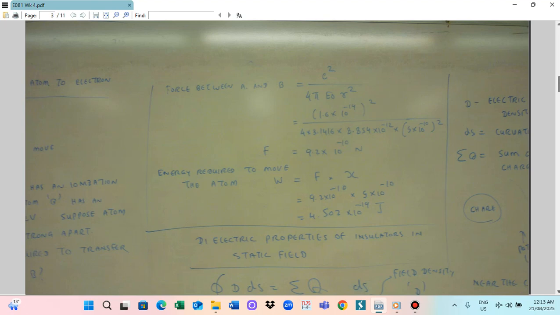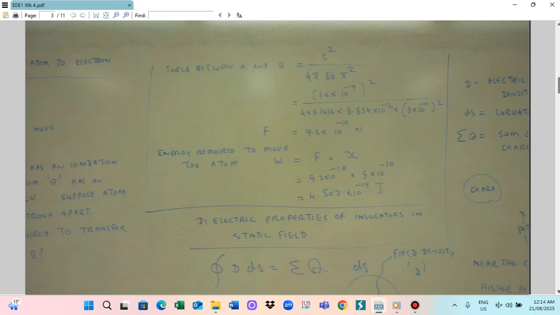So the energy W is equal to F multiplied by H. F is 9.2 multiplied by 10 to the power minus 10, and H is 5 multiplied by 10 to the power minus 10. By solving this, the final answer is 4.502 multiplied by 10 to the power minus 19 joules. This energy is required to move the atom from place A to place B. So this is the way we can calculate it.